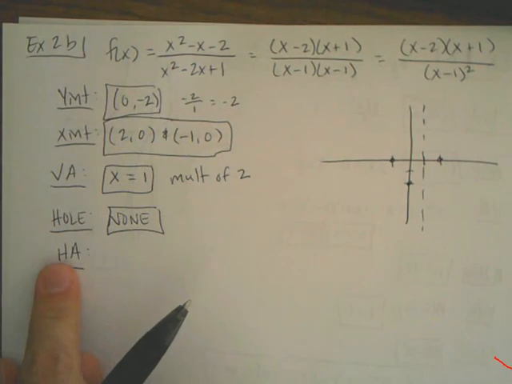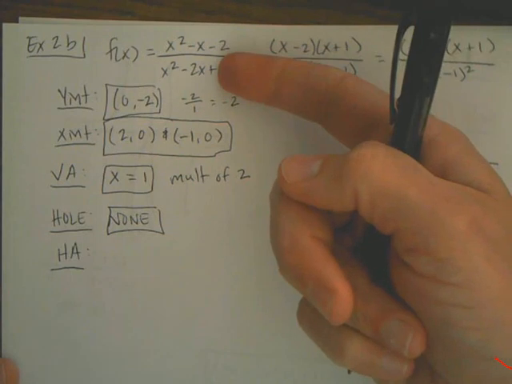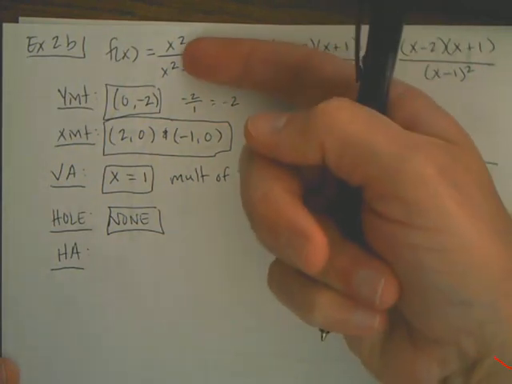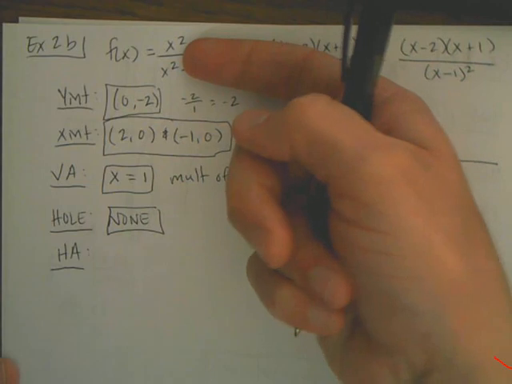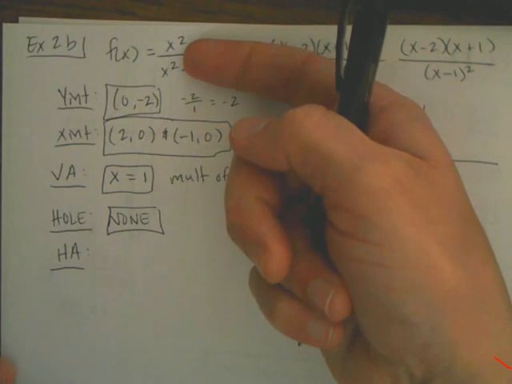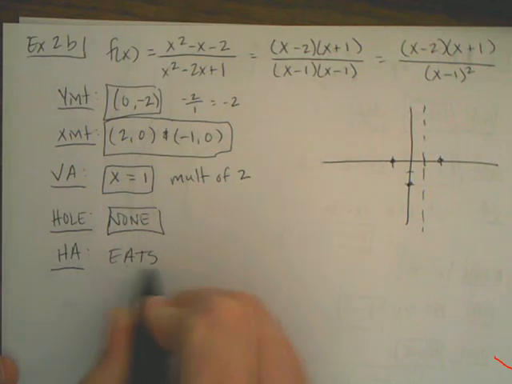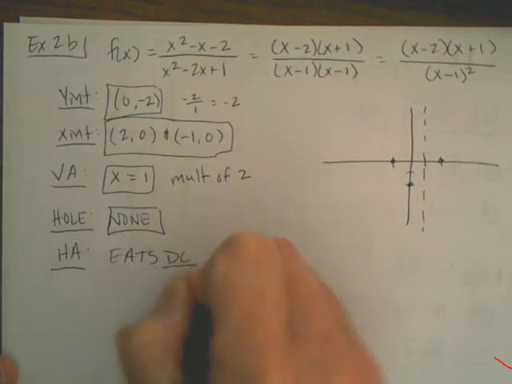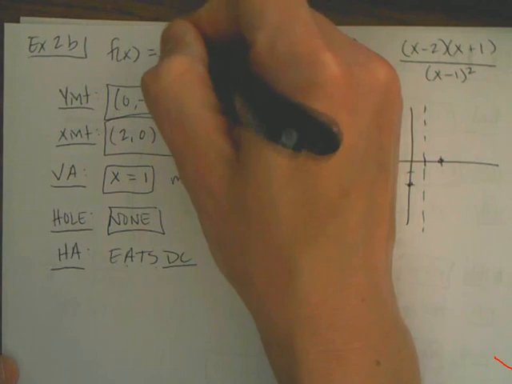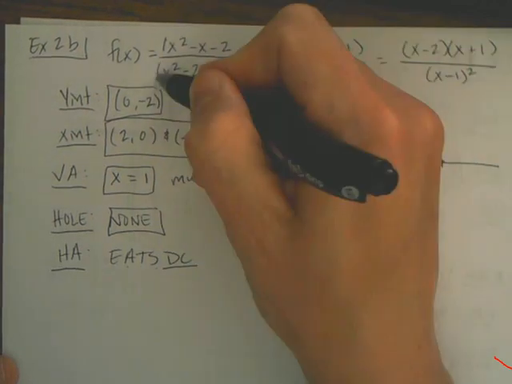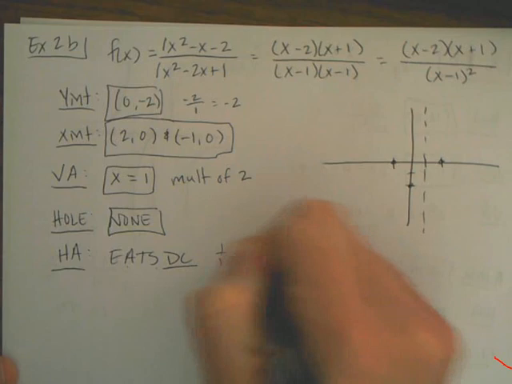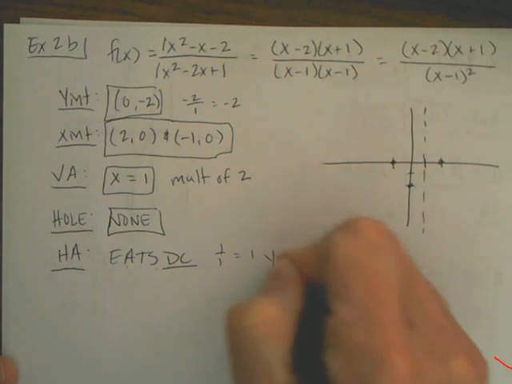In this case, the original function is much nicer because you cover up everything except for those leading terms. And we notice the exponents are the same. That's what eats means. Exponents are the same. DC tells you to divide coefficients. 1 divided by 1 is 1. So y equals 1 is your horizontal asymptote.